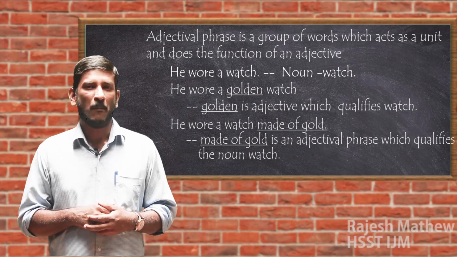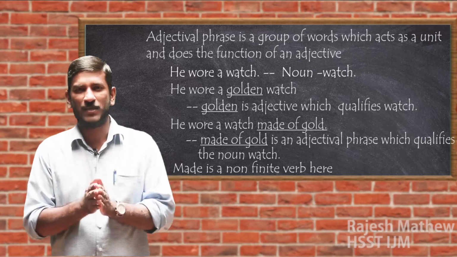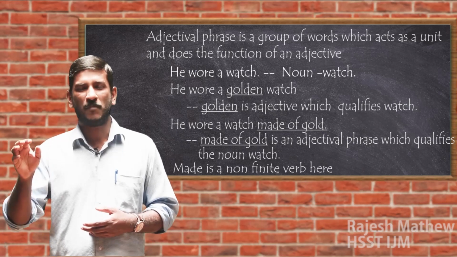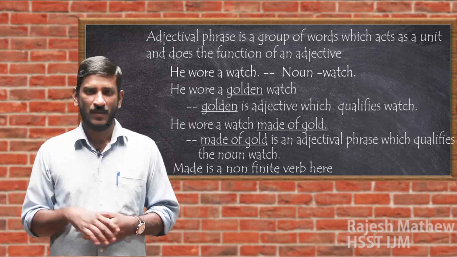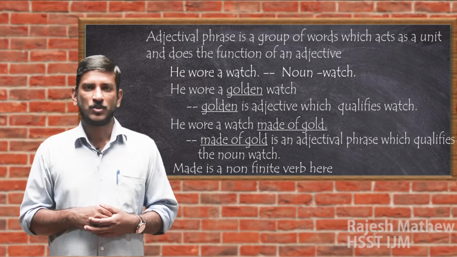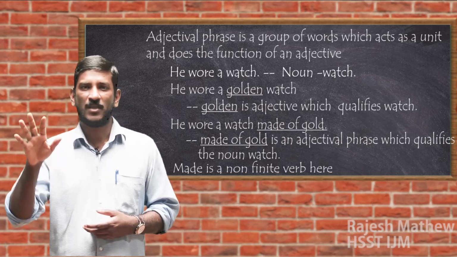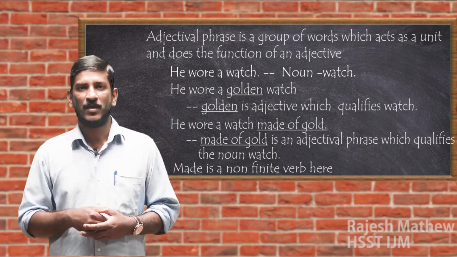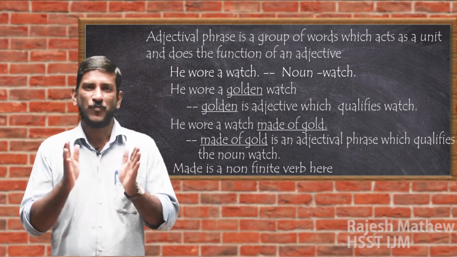There is a verb, but it is not a finite verb. It is a non-finite verb because it is not restricted by the tense, the number, or person. He wore a watch made of gold. He wears a watch made of gold. He will wear a watch made of gold. So there is no change for the word made. So it is a non-finite verb. So a phrase may or may not have a non-finite verb, but there should not be a finite verb in a phrase.